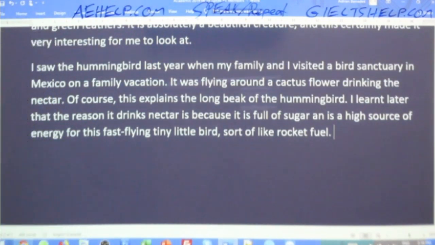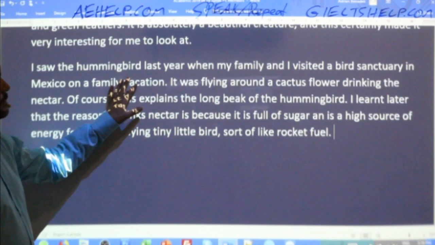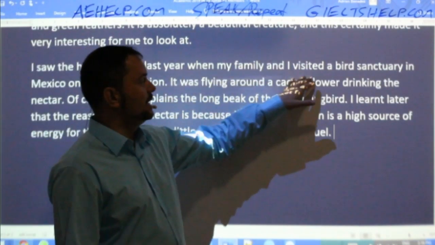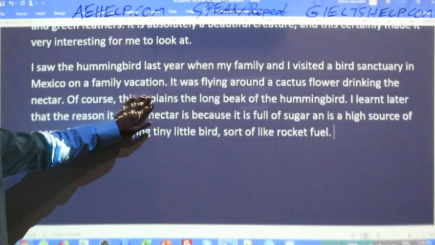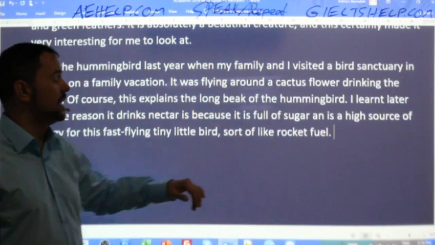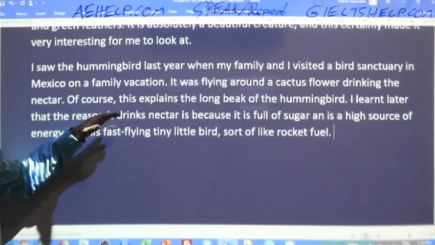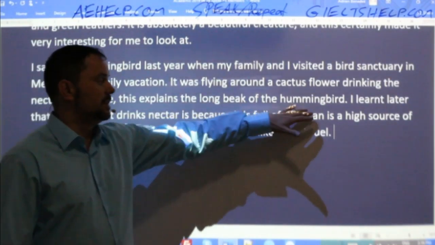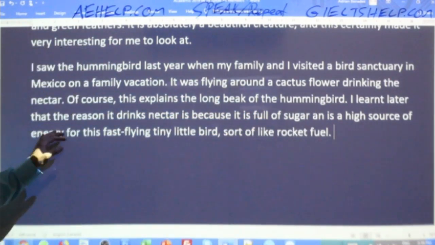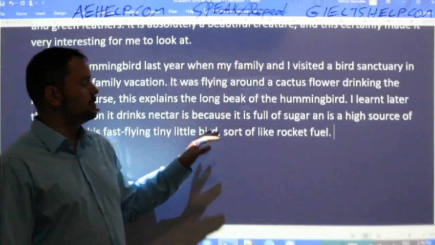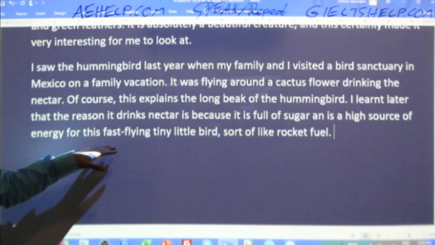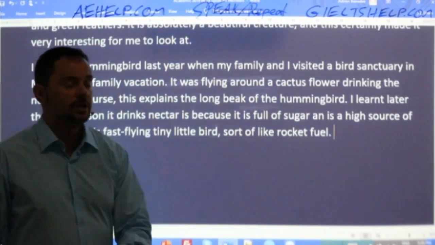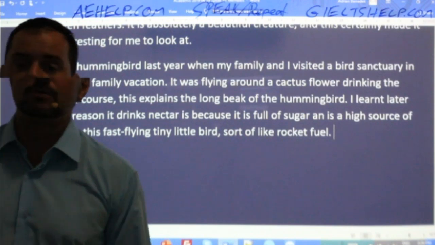3, 2, 1. I saw the hummingbird last year when my family and I visited a bird sanctuary in Mexico on a family vacation. It was flying around a cactus flower, drinking the nectar. Of course, this explains the long beak of the hummingbird. I learned later that the reason it drinks nectar is because it's full of sugar and is a high source of energy for this fast-flying tiny little bird, sort of like rocket fuel.